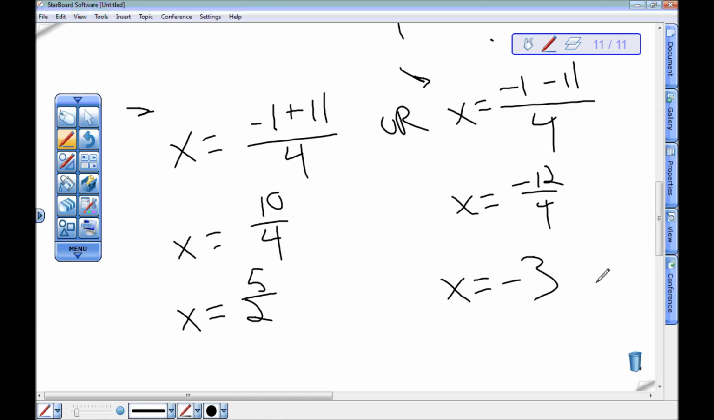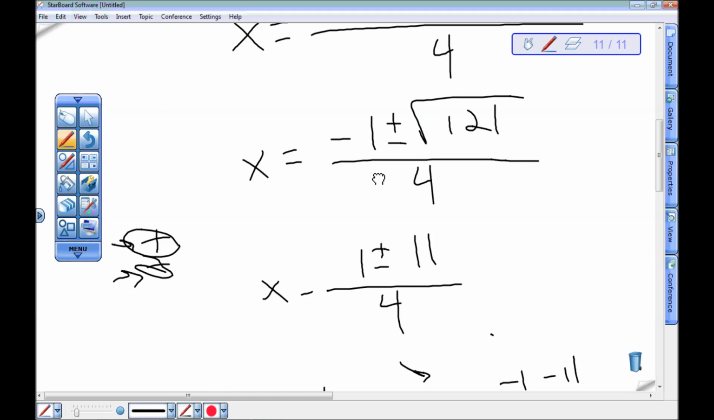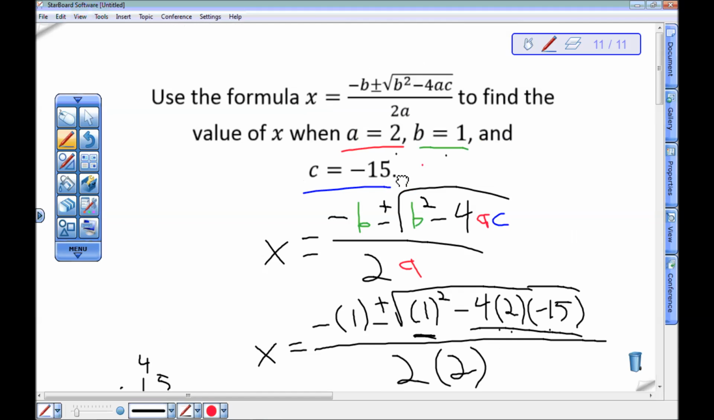So I got two answers for x. X is either 5 halves or x is negative 3. So way back up here, 5/2 or -3 are my two solutions for that formula.